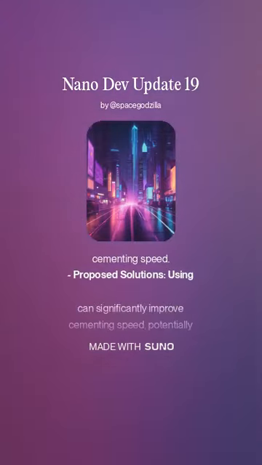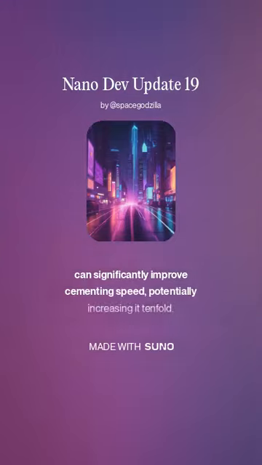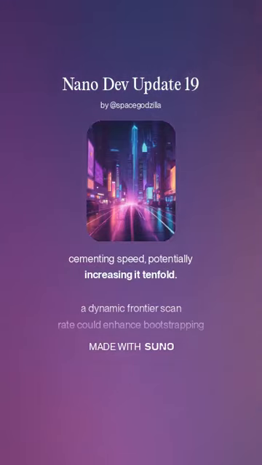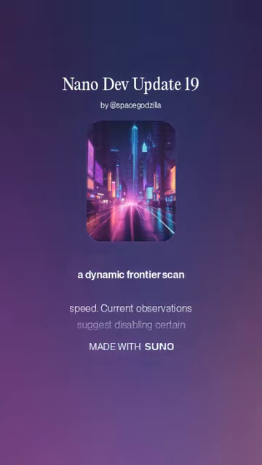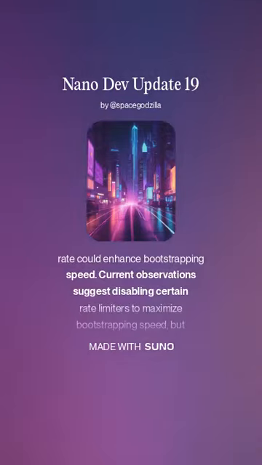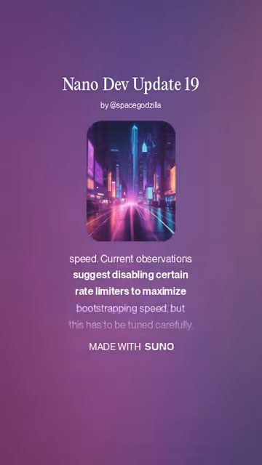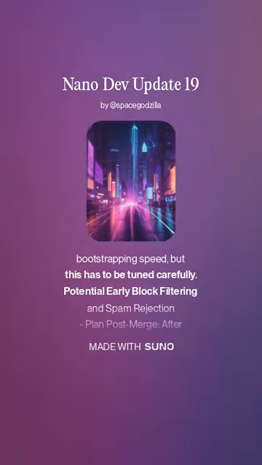Proposed solutions. Using a vault cache to manage non-live blocks can significantly improve cementing speed, potentially increasing it tenfold. Frontier scan optimization: implementing a dynamic frontier scan rate could enhance bootstrapping speed. Current observations suggest disabling certain rate limiters to maximize bootstrapping speed, but this has to be tuned carefully.